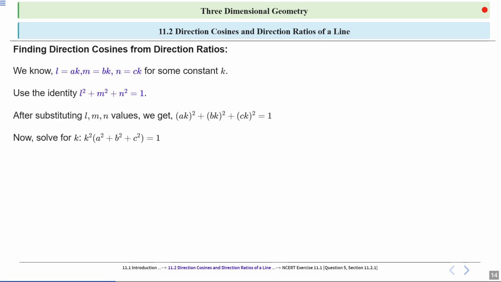Now solve for K. So K square times (A square plus B square plus C square) equals 1. So it implies K equals plus minus 1 divided by square root of A square plus B square plus C square.